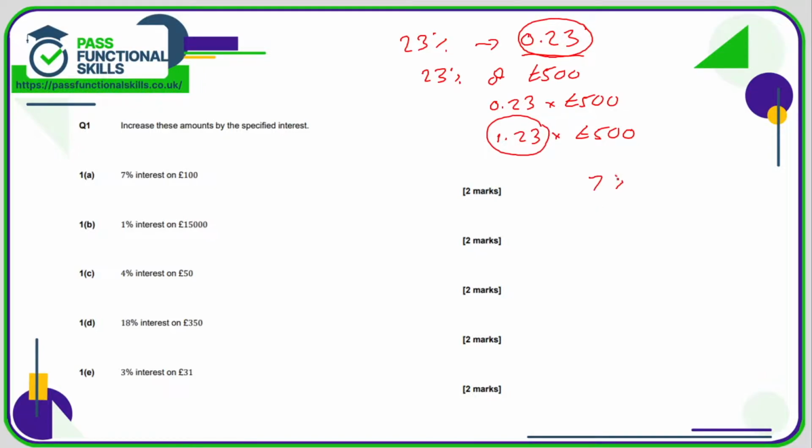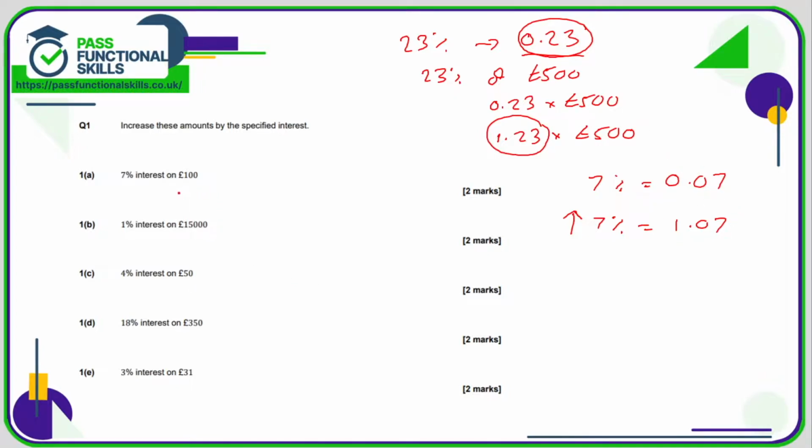If it was, say, 7%, then your basic multiplier is 0.07. That's to calculate 7% of an amount. But if you wanted to increase an amount by 7%, use 1.07. So this is where all these funny numbers are coming from.